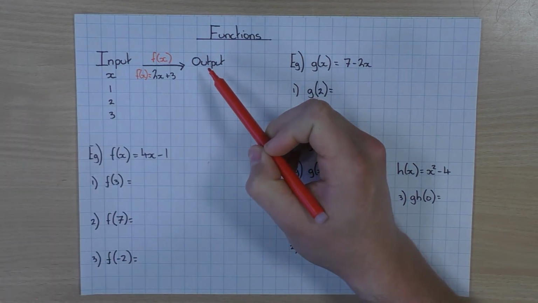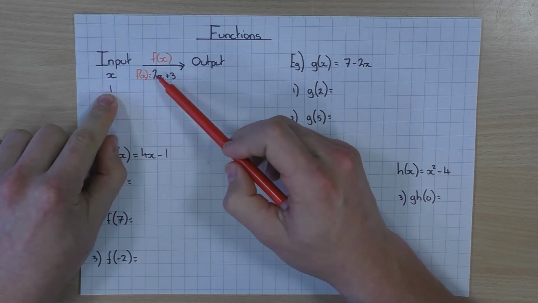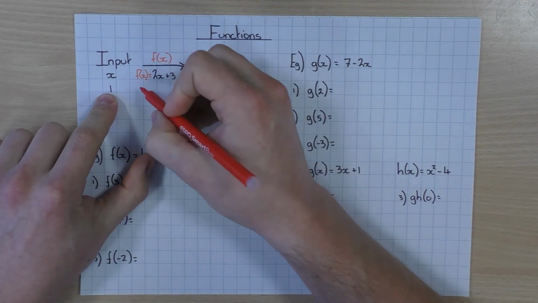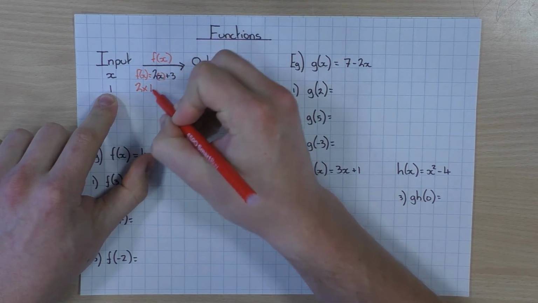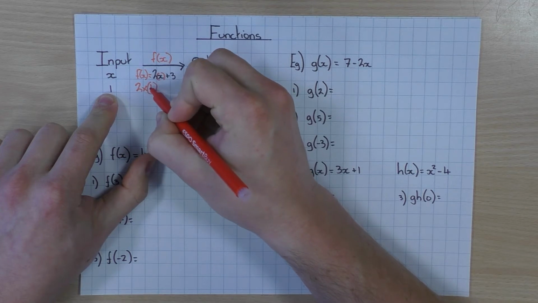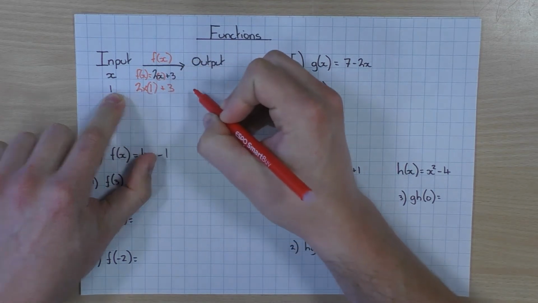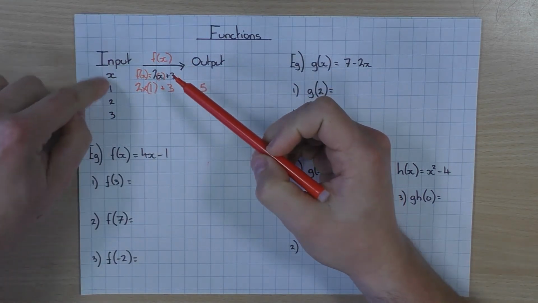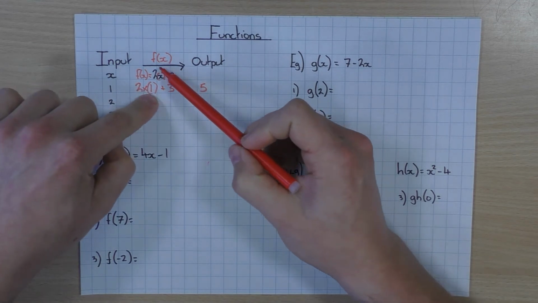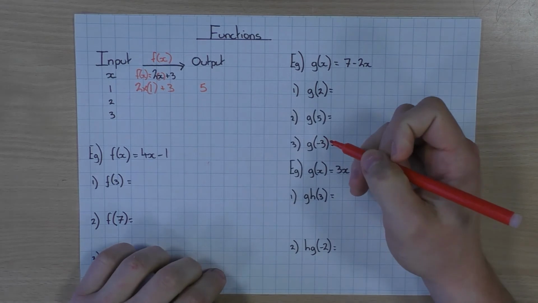So a couple of very basic ones here. If x is 1, I'm going to input 1 into this. So it'll be 2 times 1, because if you put a bracket around the x, I'm just substituting 1 into that bracket. So 2 times 1 plus 3. 2 times 1 is 2, plus 3 is 5. So I'm just inputting a value for x into this expression, and it's spitting out the output of 5.